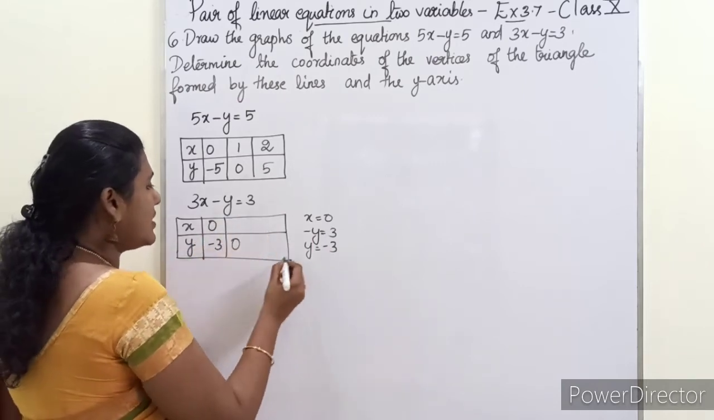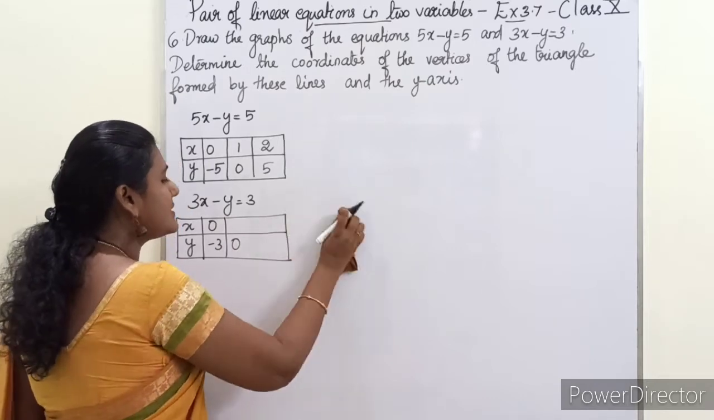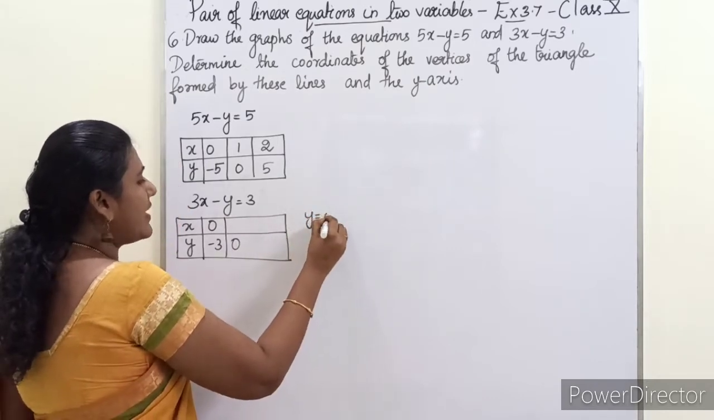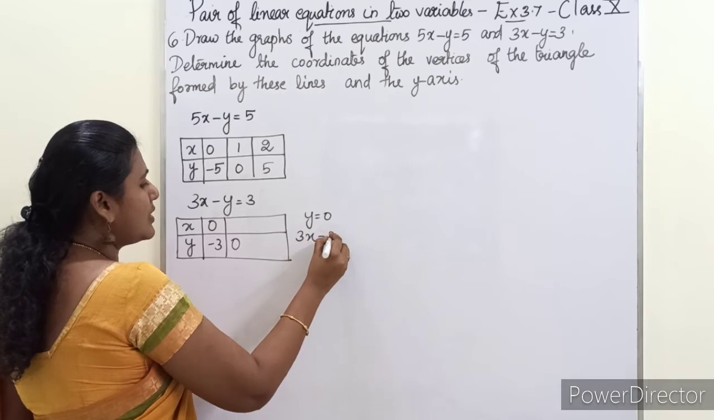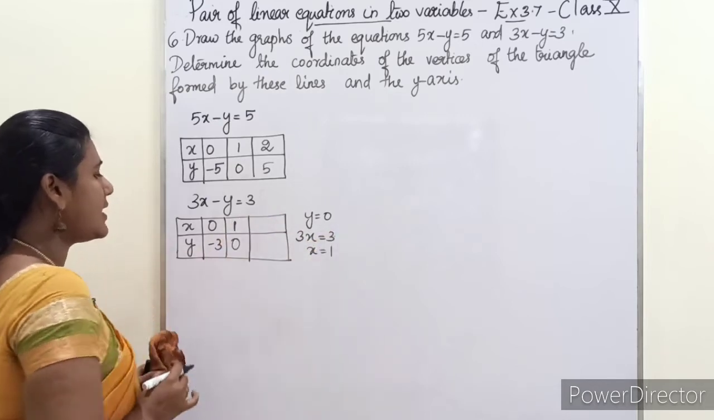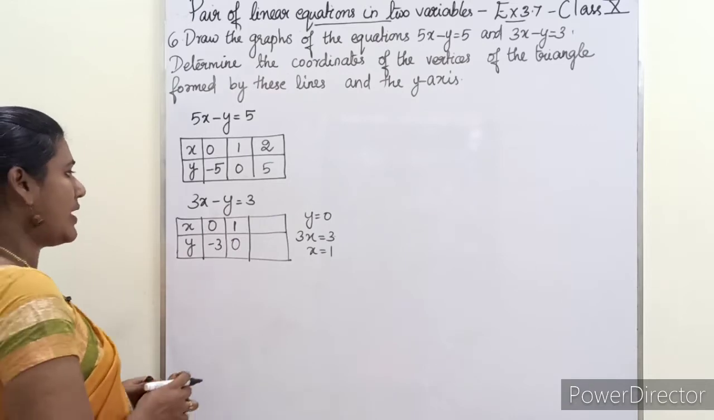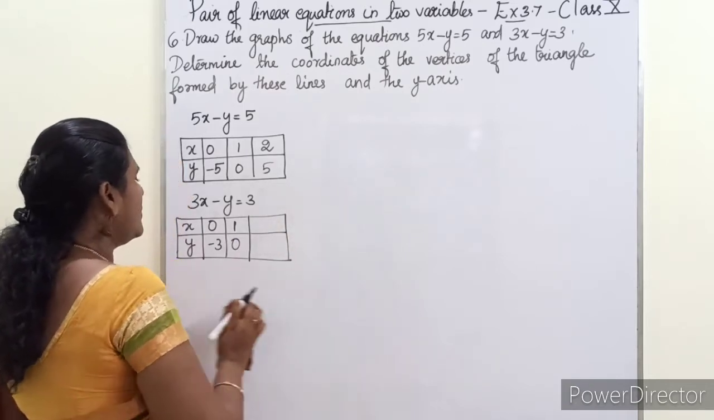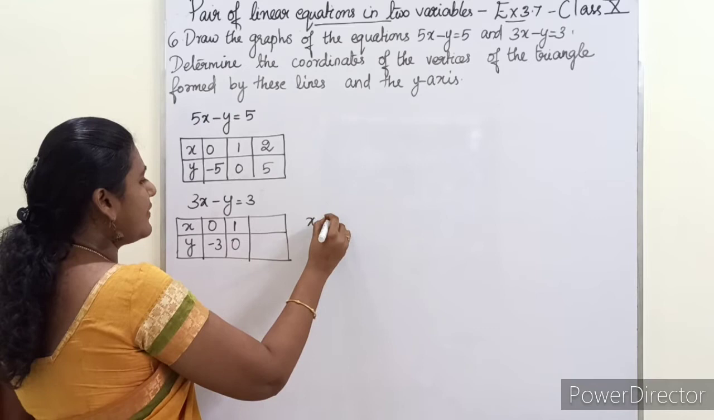When y is equal to 0, when I am substituting y is equal to 0, what is the value of x? 3x is equal to 3. So x is equal to 1. When y is equal to 0, x is equal to 1. Now we will find one more value, that is x is equal to 2 we will take.